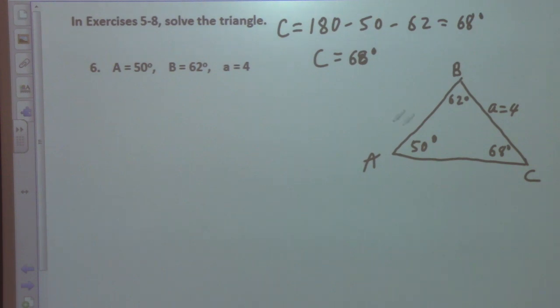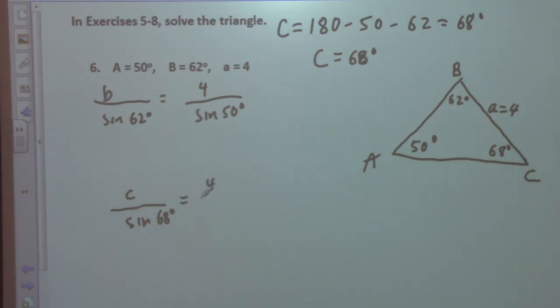So what you have is you can find out any one you want. So you put little b over sine of 62 is going to be equal to little a over sine 50 degrees. And then you solve for little b here. Then over here, you want to solve for little c over sine 68 equals 4 over sine 50 degrees. So you solve for b.